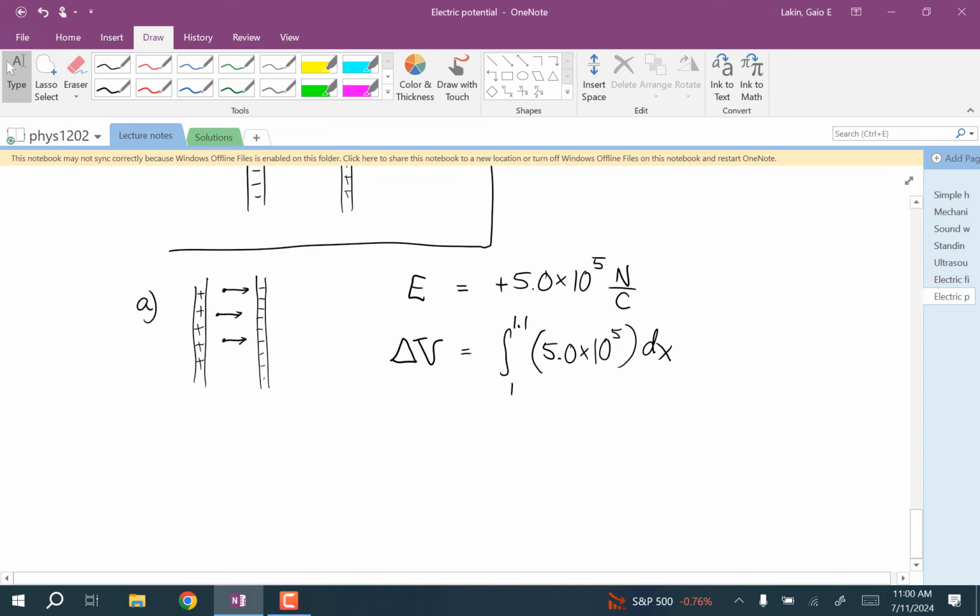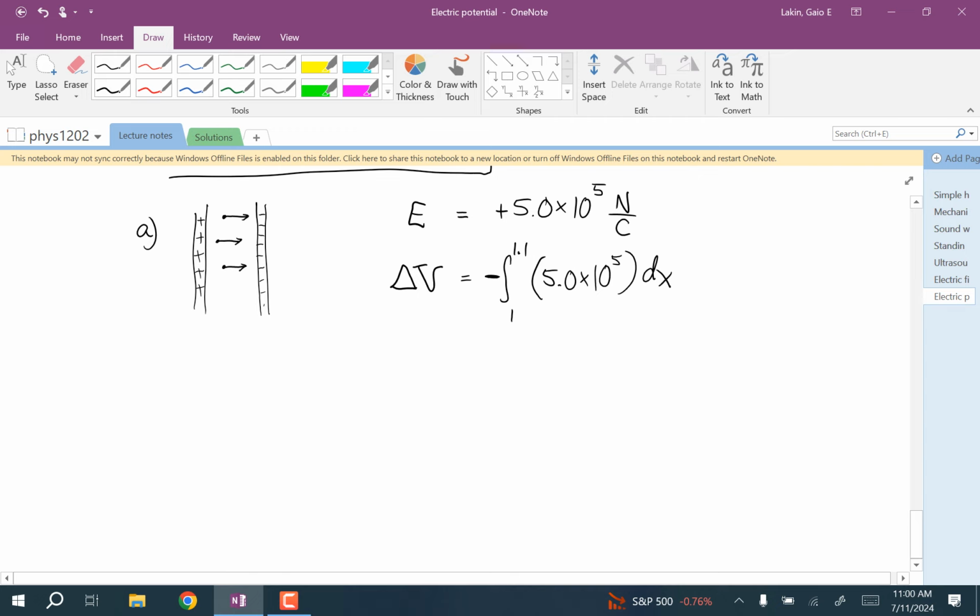And I forgot to put in this negative. That's important. That's part of the formula. Okay, so let's do this integration. Notice that in your boundaries of the integral, the one on the bottom is always your starting point, and the one on the top of the integral is always your ending point.